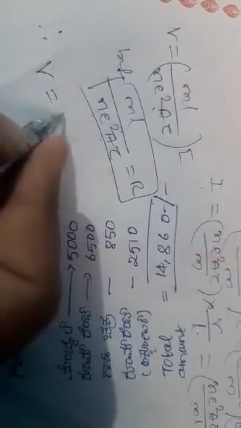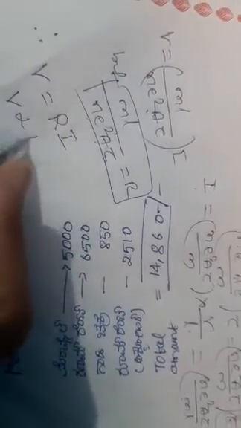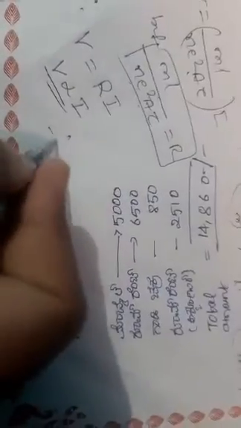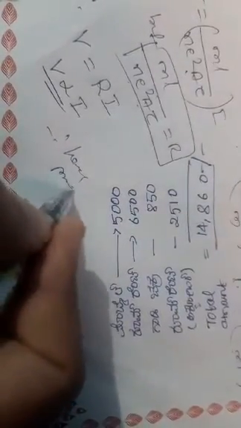Therefore, finally, V equals this constant m L by n e square A tau, which is called the resistance, into I. So V is proportional to I. Hence proved. This is the proof of Ohm's law.